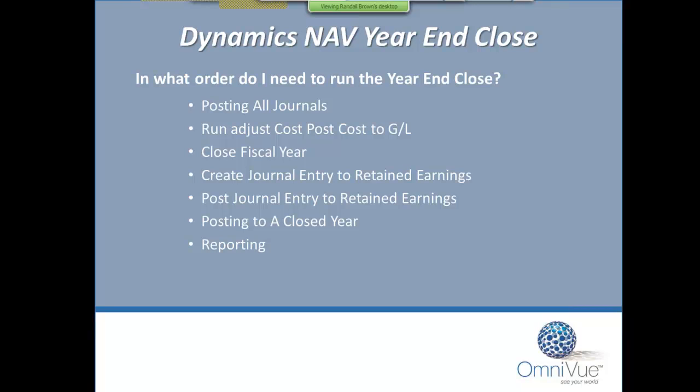Then you run a routine that closes the fiscal year. Then you're going to run another routine that creates a journal entry that will reverse all revenue and expense accounts to retained earnings. Once you review that journal entry, you're going to post that journal entry. And then we're going to talk a little bit about what happens if you need to post another journal entry to a closed year. And then we'll talk a little bit about the reporting aspects of what we just did.